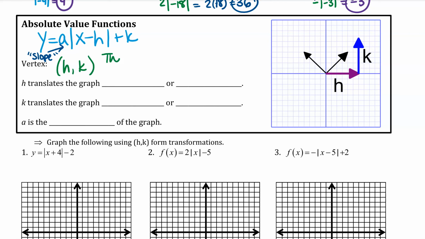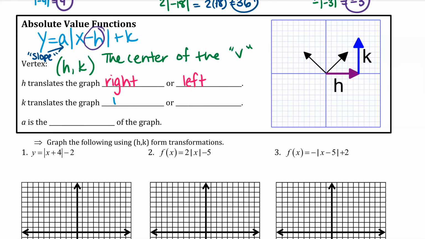The vertex is the center or the starting point. So the center of the V. You always have a V shape, which you see over here in this graph, right? That's a V shape. Now, if you also look at that graph, it tells you what h does to it. So h translates your graph right or left. Now, h is always kind of the opposite of what you think. So if I had a +1 in here where h is, you actually wouldn't go towards the positive one, you would go towards the negative, which I know is kind of confusing, but we'll get used to it.